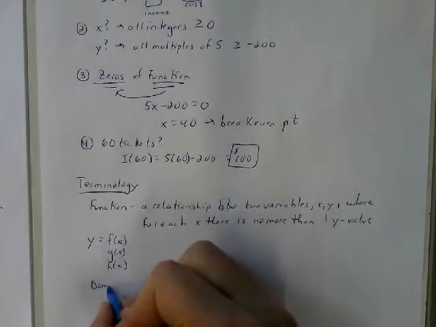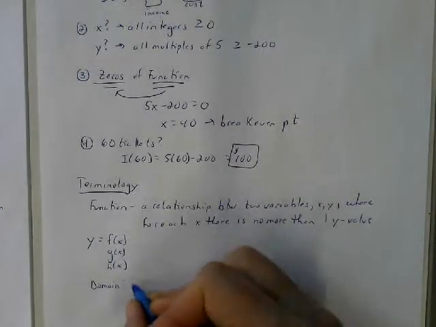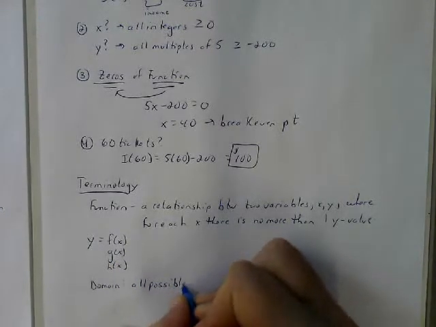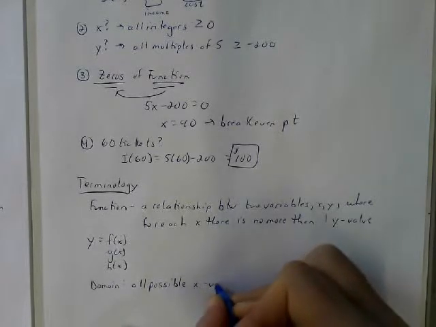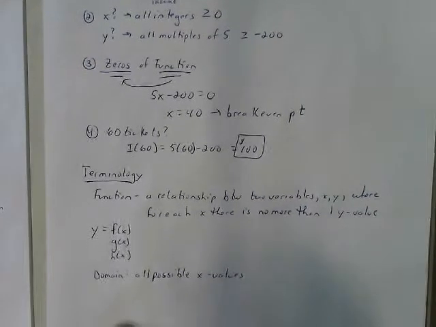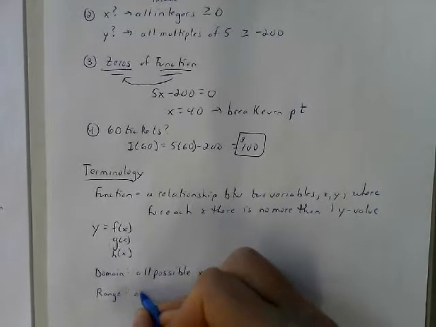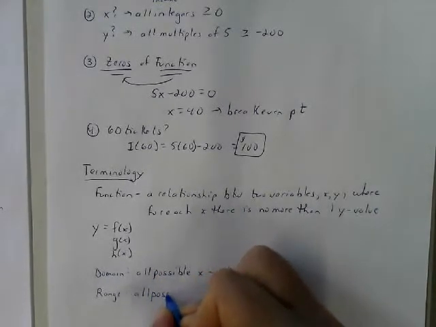The domain. Domain is all possible x values, as shown in the above example. And the range is all possible y values.